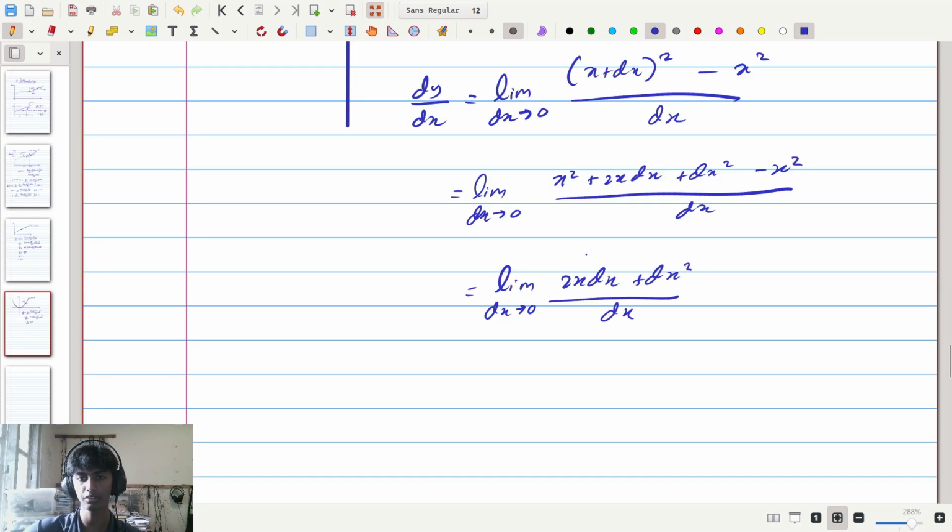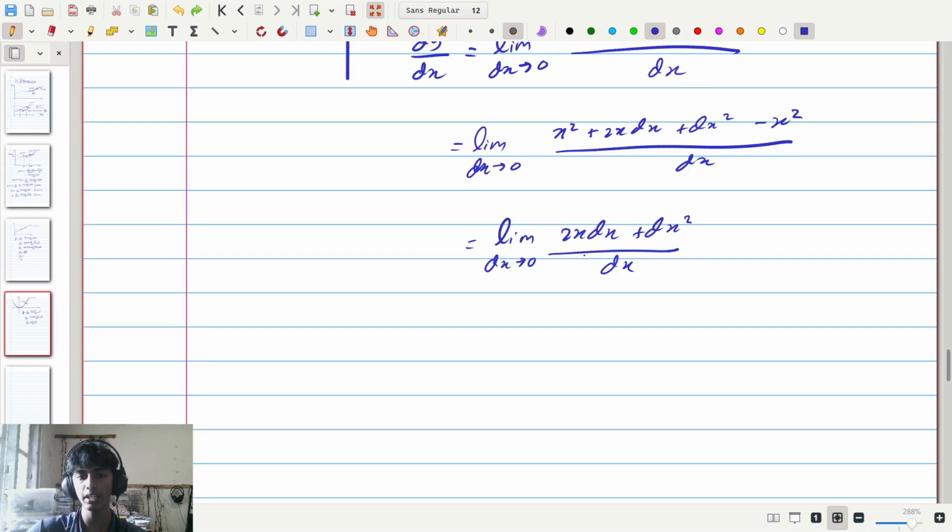Now again, since dx is actually not equal to 0, it's only approaching 0, we can cancel these here and we can cancel one of these dx's here. Then what we're left with is the limit as dx approaches 0 of, cancelling this to this, we get just 2x, and then cancelling one of these to here, we get plus dx.